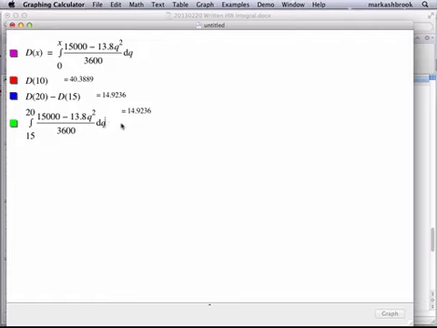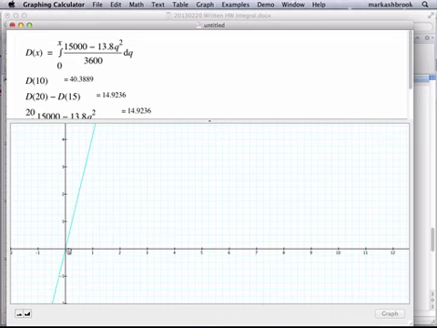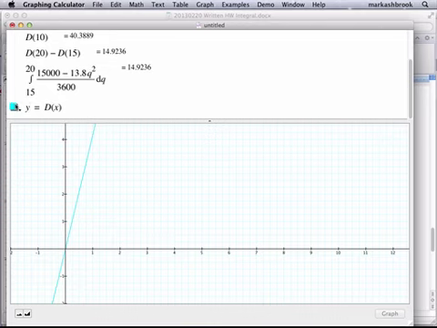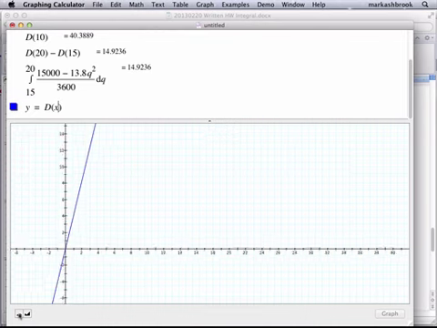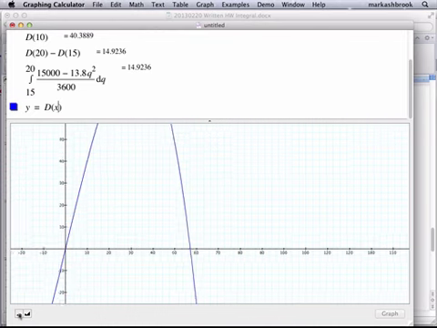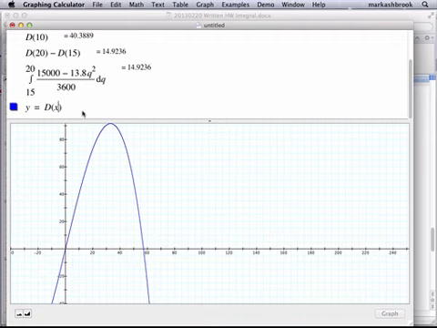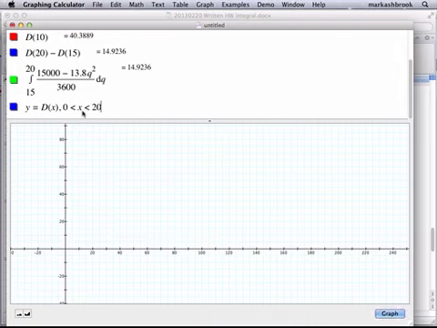Okay. Got this wonderful software. What could we do? No, we got the exact accumulation. Graph it. So we can say y equals d of x, and we want it from 0 to 20 seconds, right? So 0 less than x less than 20.